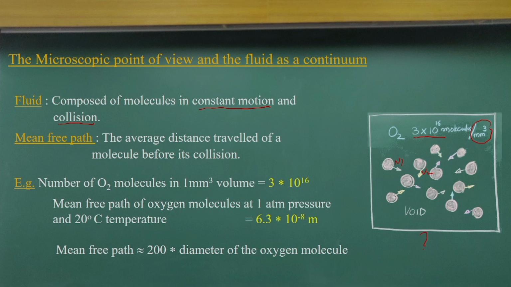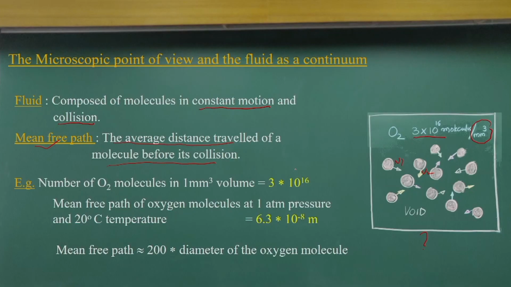So if these molecules are there in 1 cubic millimeter, this many molecules are there, they are having random motions, and they are colliding with each other. A very basic thing is the average distance traveled by a molecule before a collision. That is what is called the mean free path. It is the average distance traveled by these molecules before a collision with another molecule. That is the mean free path.